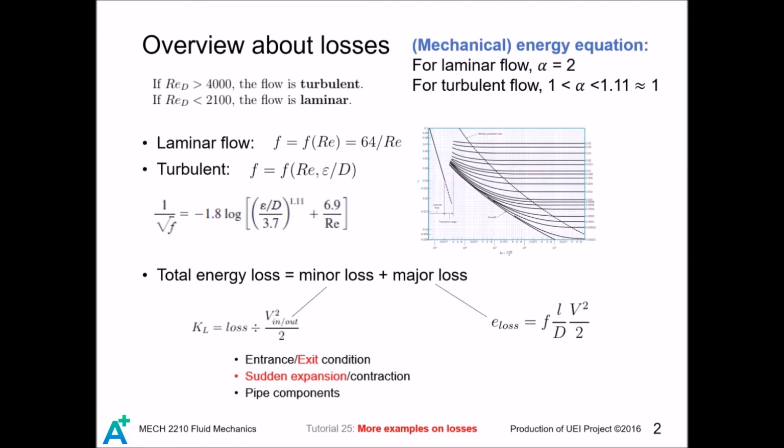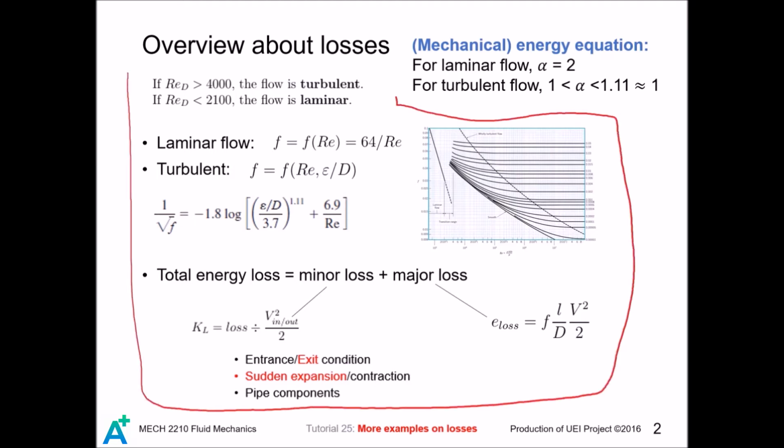In the last two tutorials, we covered this big part of concepts about pipe losses. But to do problems involving pipe losses, we have to apply the energy equation to relate the losses with the quantities of interest, such as pressure drop and flow rate. However, we shall note whether the flow is laminar or turbulent in advance.